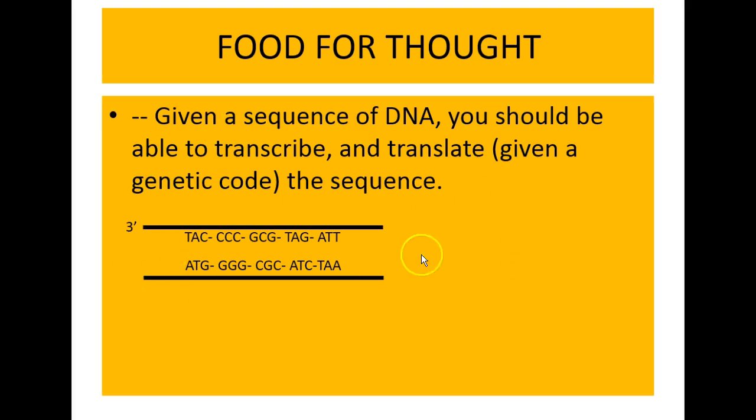So for example, given this DNA sequence with these codons, you should be able to choose the appropriate DNA strand to transcribe, making a messenger RNA, and then use that messenger RNA with a genetic code and translate the messenger RNA.